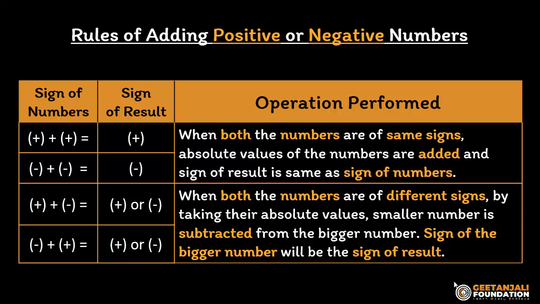If both the numbers are of different sign, one may be positive, other may be negative, by taking their absolute value, the smaller number is subtracted from the bigger number. Sign of the bigger number will be the sign of the result. In this case, you cannot be sure what is going to be the sign of the result. It totally depends on the value of the numbers.